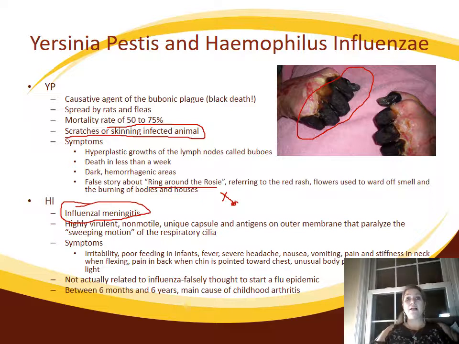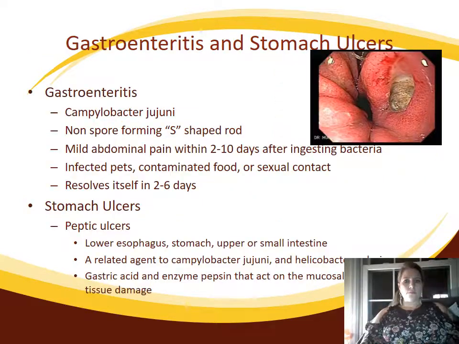Symptoms are going to be irritability, poor feeding in infants, fever, severe headaches, nausea, vomiting, pain and stiffness in the neck when flexing, pain in the back when the chin is pointed towards the chest like this, unusual body positionings, and sensitivity to light. It's not actually related to what we typically think of as influenza, because they falsely thought that it started a flu epidemic at one point, but it didn't. Usually infects individuals from 6 months to 6 years of age.